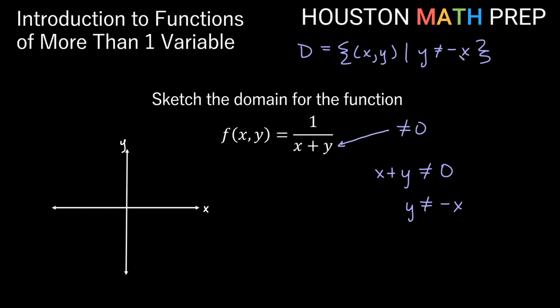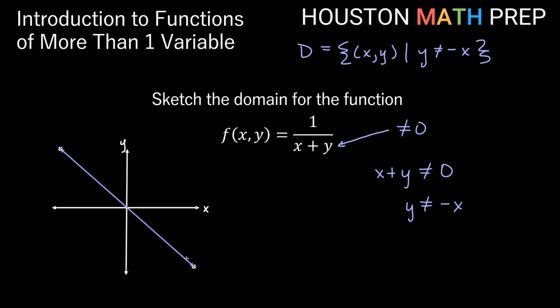So y equals negative x, if we think of this as an equal to, would be a line through the origin, and it has slope negative 1. So in the equal to case, we would get a line that looks something like this. This would be y equals negative x, but we actually want it to be everything besides that line.